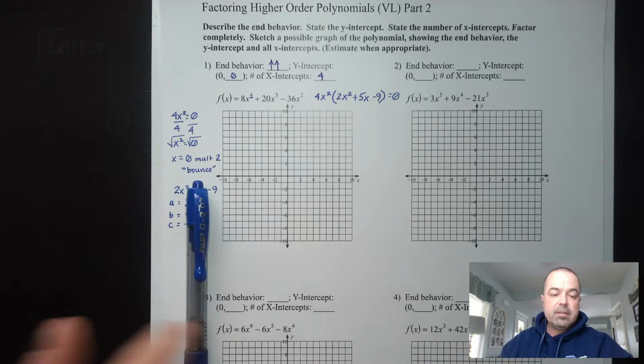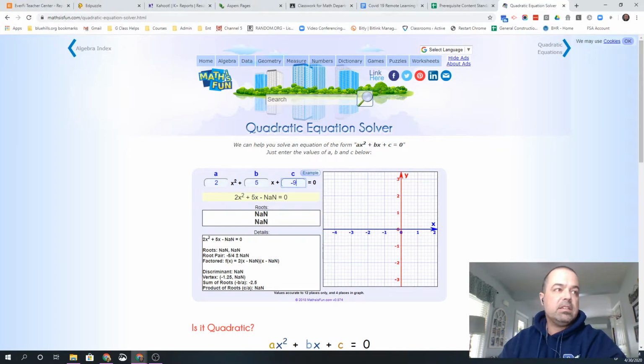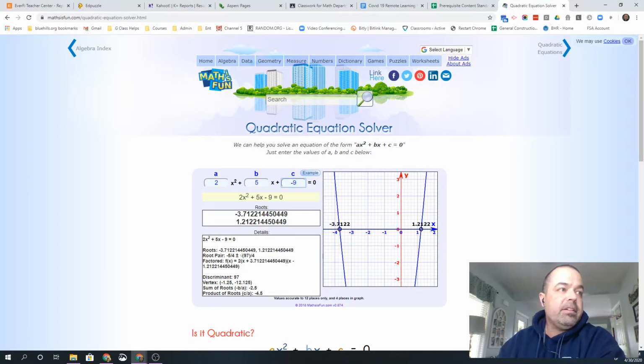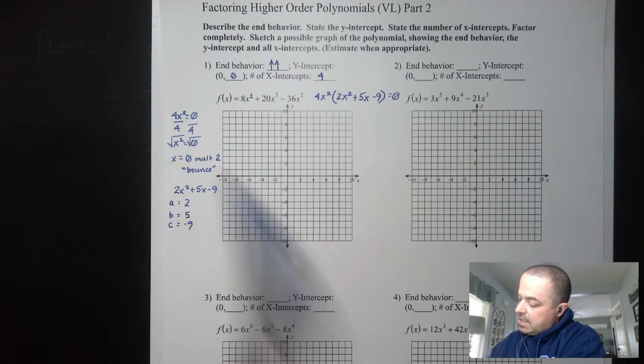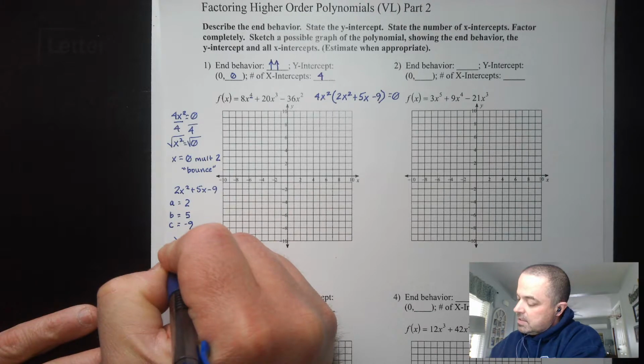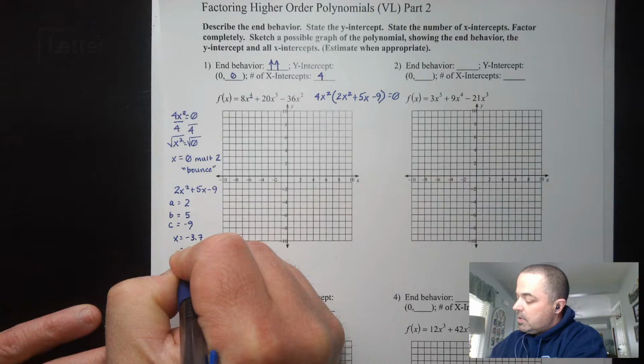So that means I'm going to go over here to my quadratic solver, and I'm going to type in 2, 5, and wow, it's still set up basically from the last example that we did. And there are my x-intercepts. Okay, so I have negative 3.7 and 1.2. So I'm going to make sure I write that down here. So I have an x-intercept of negative 3.7 and an x-intercept of 1.2.